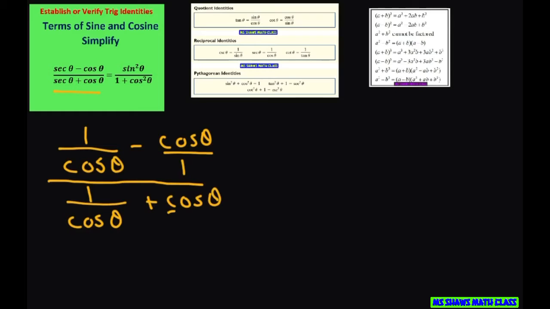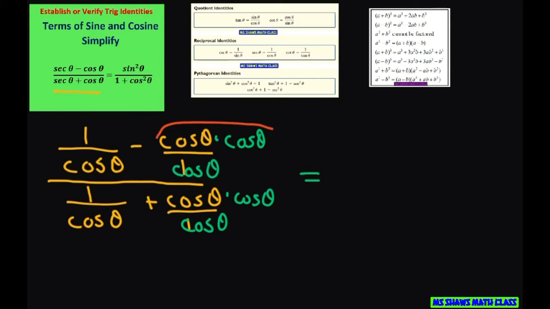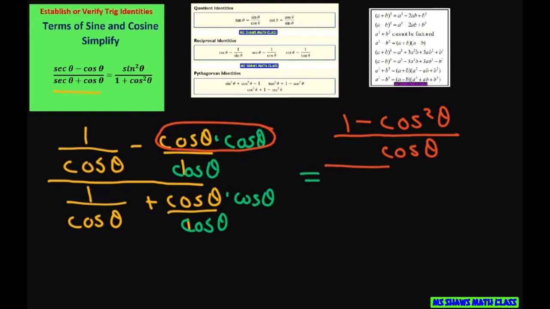All right. Now our common denominator for both of these is going to be cosine. So if I want this to be a cosine here, so I have the same denominator, I also have to multiply this by cosine. So what that gives us is cosine squared. So we have 1 minus cosine squared of theta divided by cosine of theta, divided by 1 plus cosine squared of theta divided by cosine.